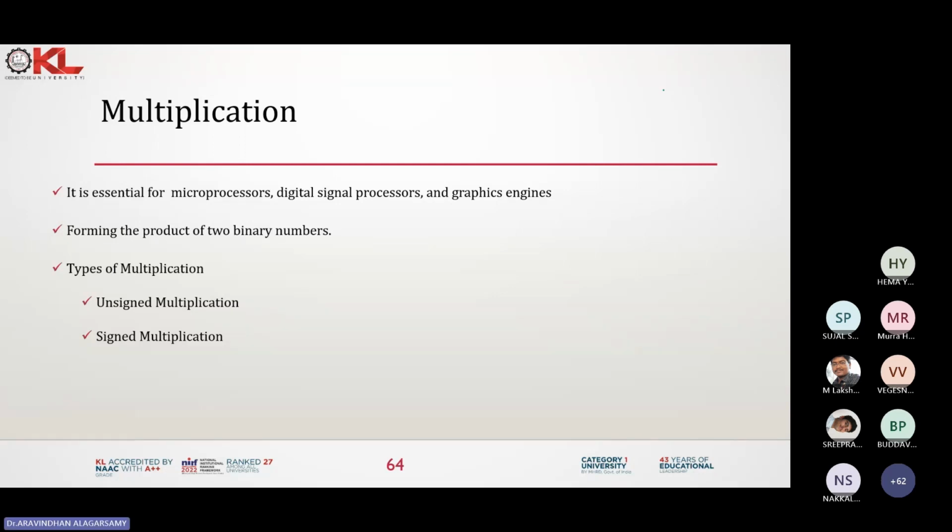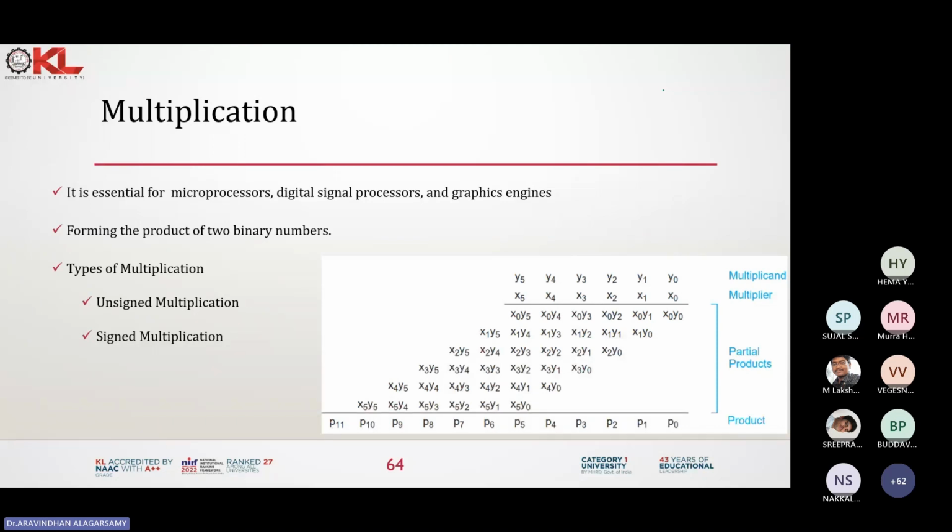Am I clear? So there are two categories, signed multiplication and unsigned multiplication. The two types of multipliers we are going to see, array and Wallace tree, both are examples of unsigned multiplication. Okay, right? So with this, let me move on to the next one.